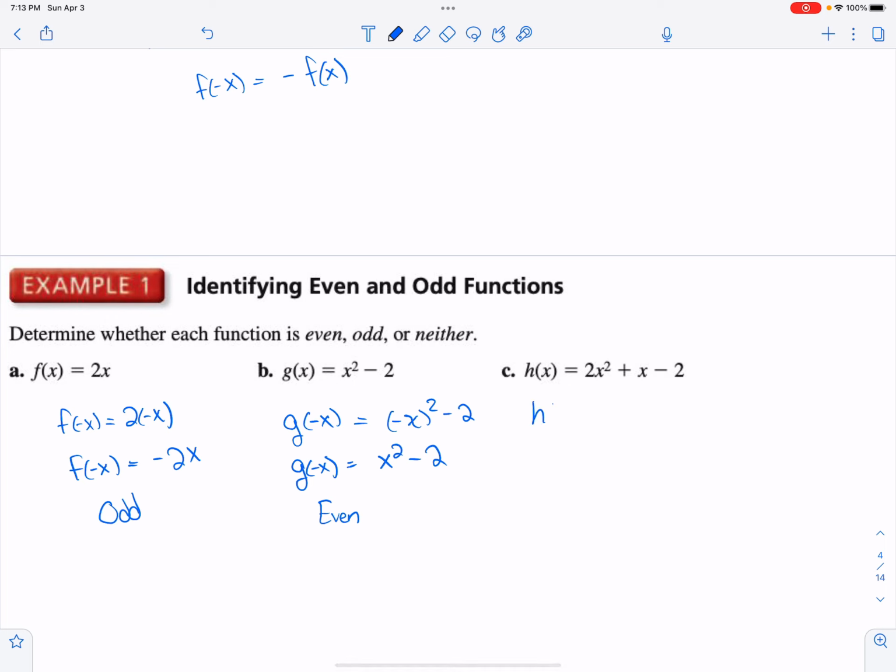Last one here, h. So we plug it in. When I evaluate here, the 2 times x squared stays positive, but my second term changes signs, and my negative 2 stays the same. So it can't be even or odd, because it didn't stay the same, but it also didn't change all the way through. So this one is neither.